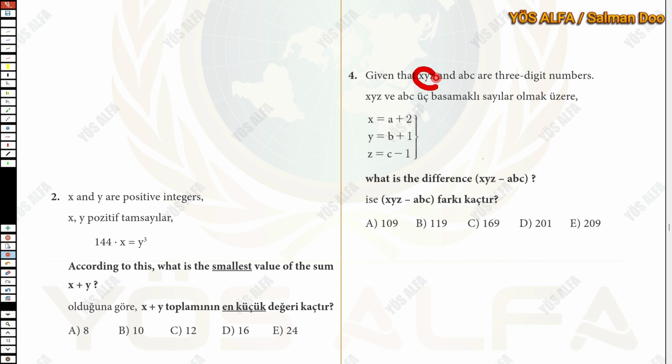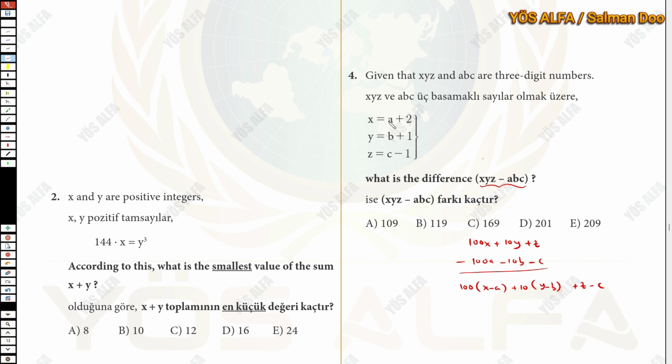4. Given that XYZ and ABC are three-digit numbers, what is the difference XYZ minus ABC satisfying this condition given here? So let's write down this expression using the place values. Since x is at the 100th place, we're going to multiply this by 100, and y is in the 10th place, we multiply this by 10 plus c minus 100a minus 10b minus c. Let's simplify this. When we factor out 100, we have 100 times x minus a plus factoring out 10 gives us y minus b plus z minus c.